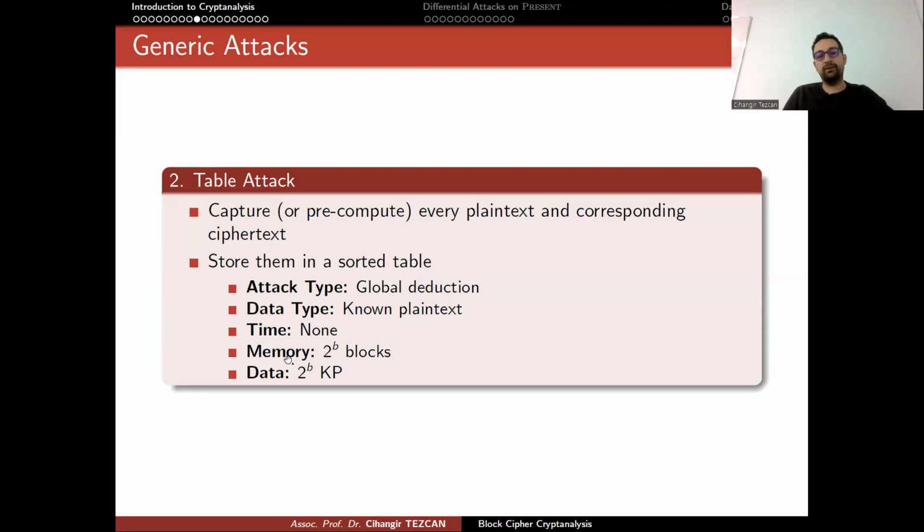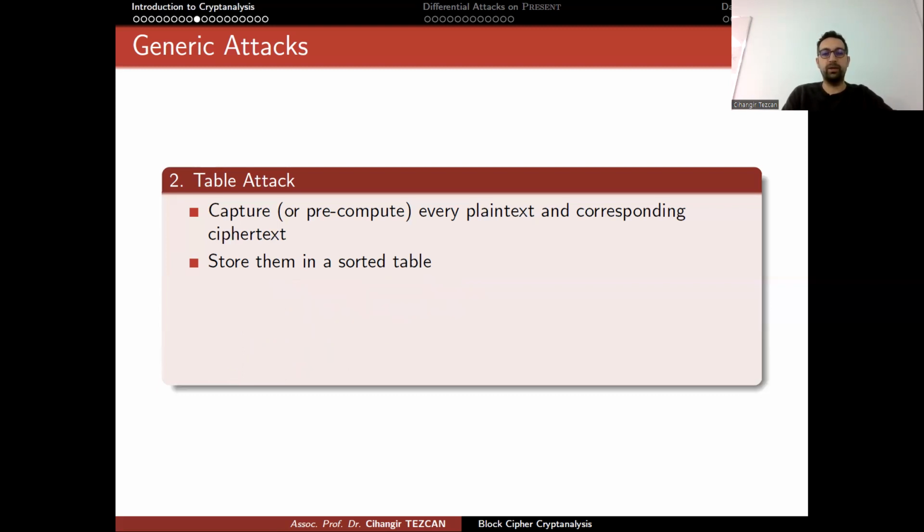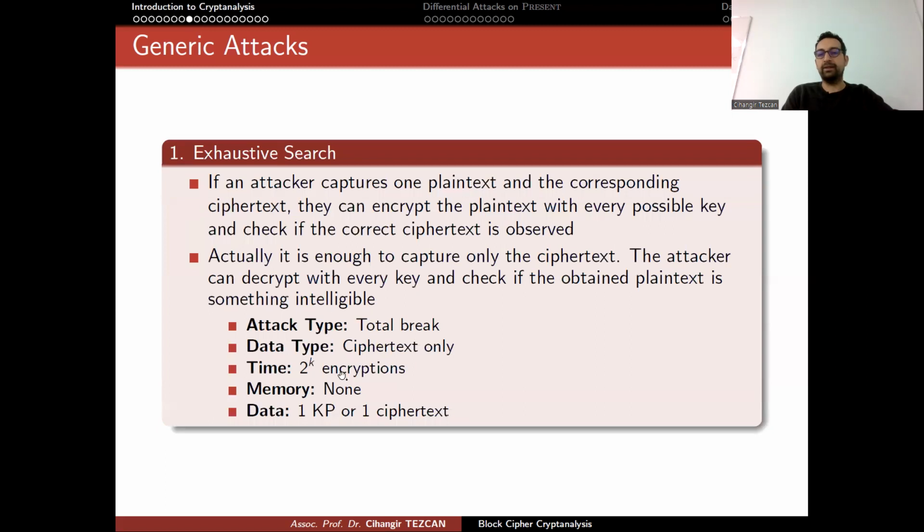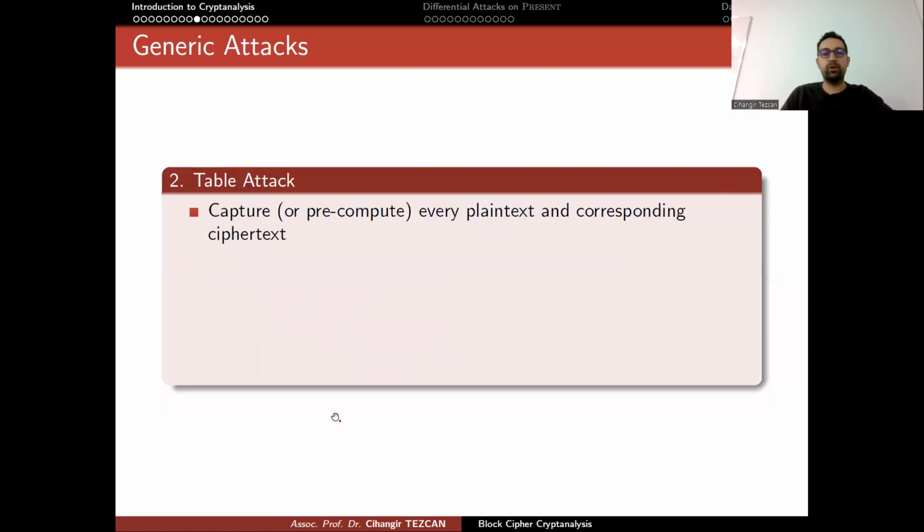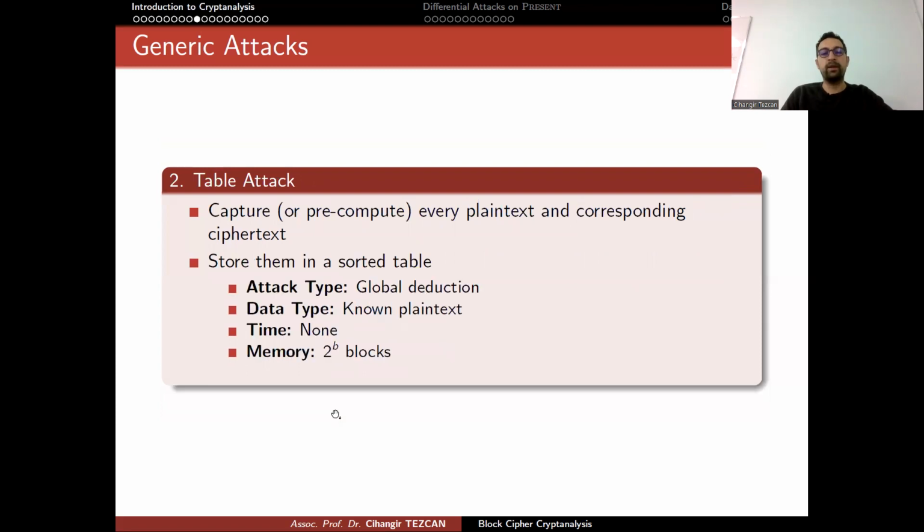So as you can see, with respect to the previous attack, this time the time is none. And in the exhaustive search, let's go back, the time was really high, but there was no memory or data involved. So in our scenario this time, we have a lot of data and memory, actually the highest that we can capture as data, but we don't need time.